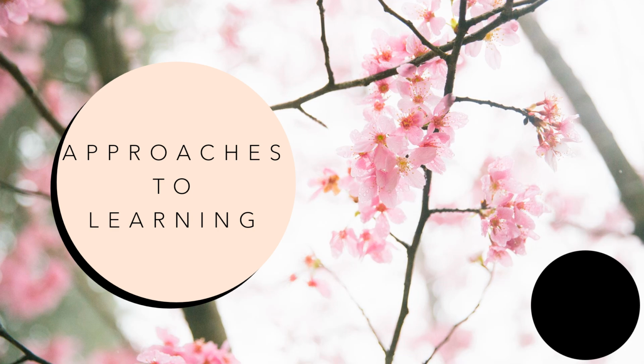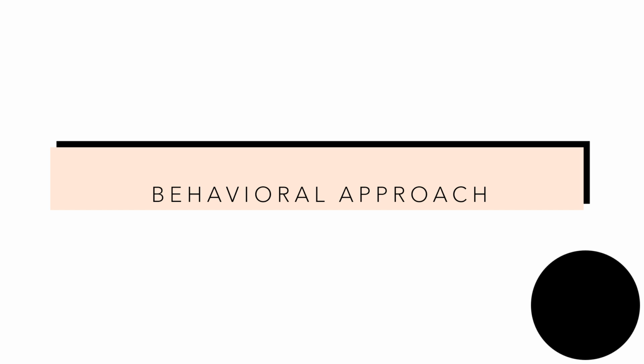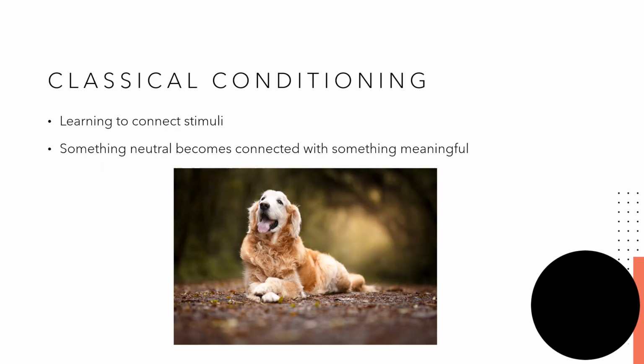This video will cover 4 different approaches to learning. The first 2 are behavioral approaches. Behavioral approaches emphasize connecting experiences with behavior. The first approach is classical conditioning. Classical conditioning is learning to connect seemingly unrelated stimuli. Something neutral becomes connected with something meaningful.